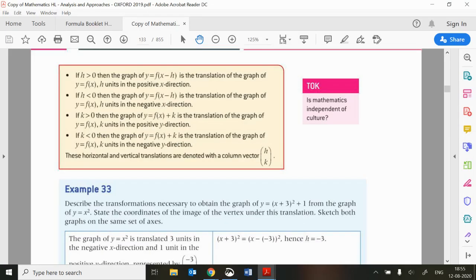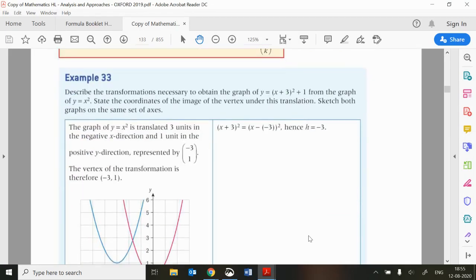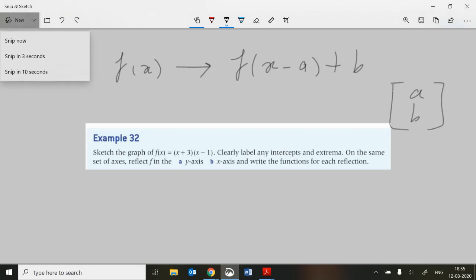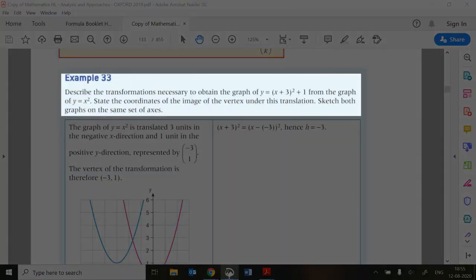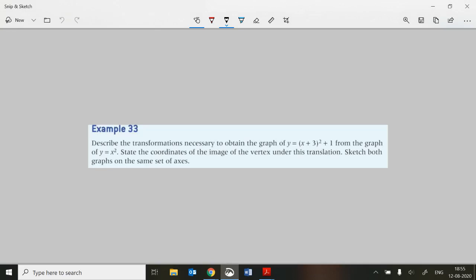Okay, so let's look at example 33, and there's plenty of examples here. Example 33 says, describe the transformations necessary to obtain the graph y equals (x plus 3) all squared plus 1 from the original graph of f of x or y equals x squared. So what's happening here? Well, there's two transformations. There's two translations, in fact.